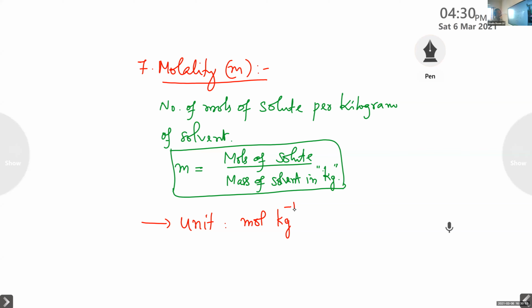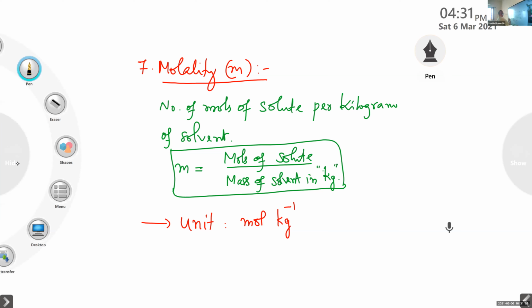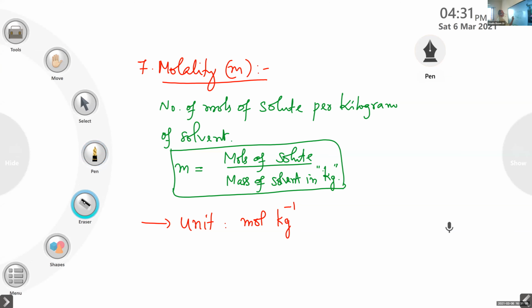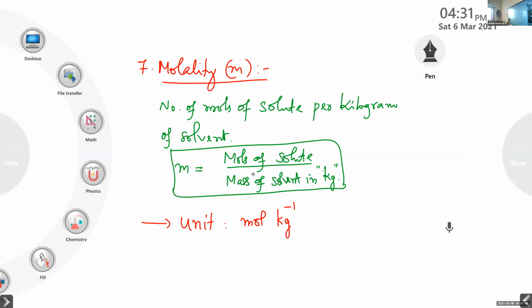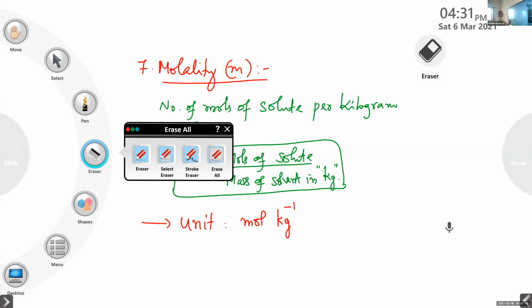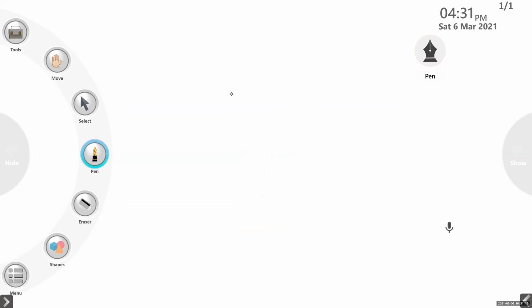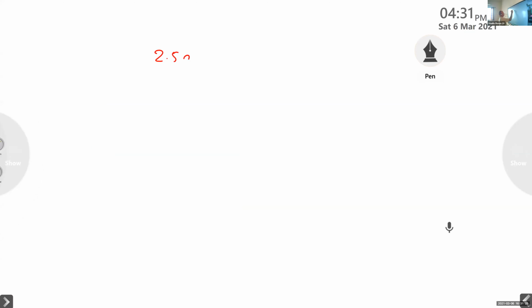Okay. Now let us solve a problem based on this. You write a problem. Calculate the molality of a solution containing 2.5 gram of ethanoic acid.